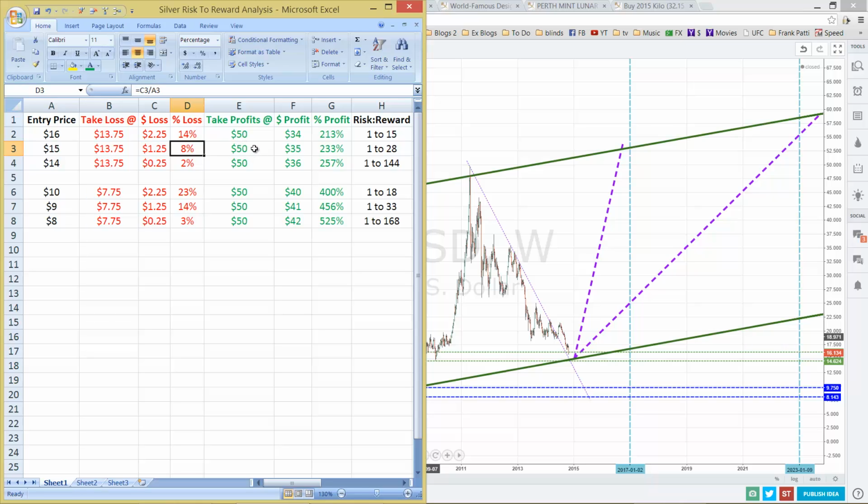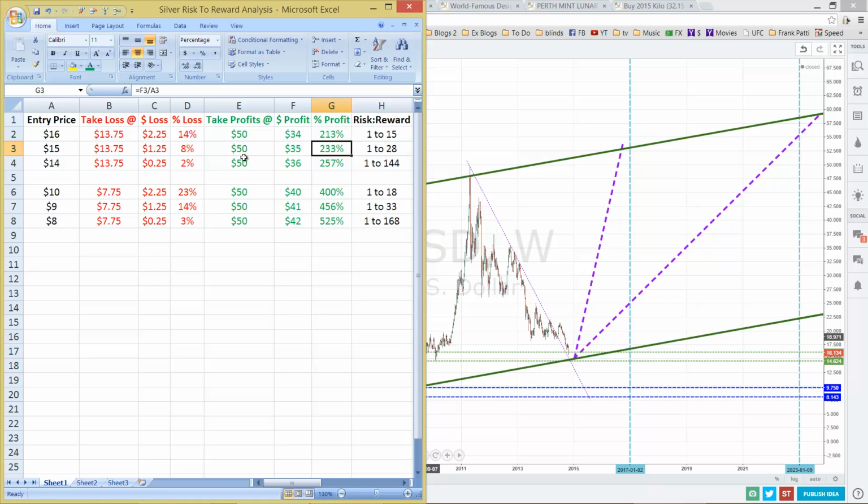You will take profits at $50, which equates to a $35 profit, and that's a 233% profit on your initial investment of $15. And that comes out to be a risk to reward of 1 to 28. Basically, that means that you are risking $1 to gain $28, which is a very, very good risk to reward ratio.